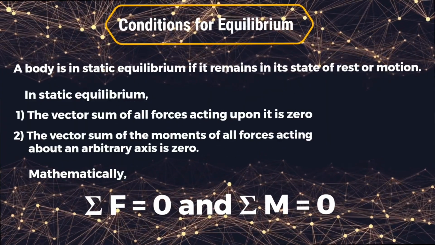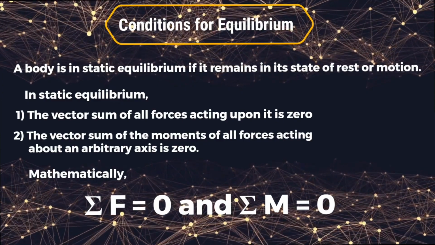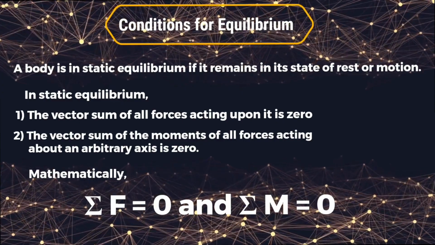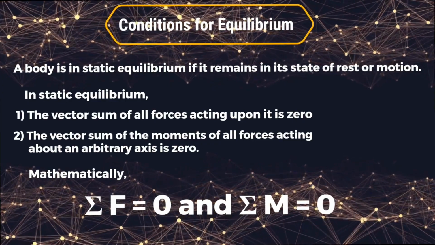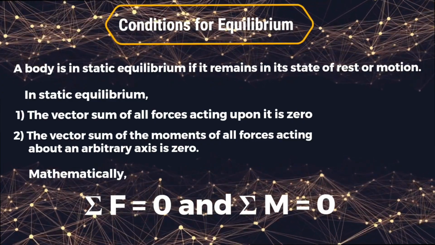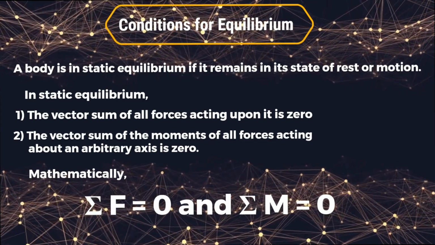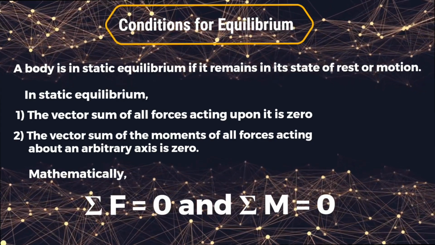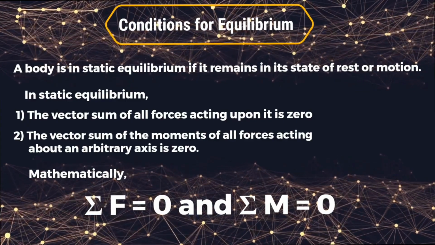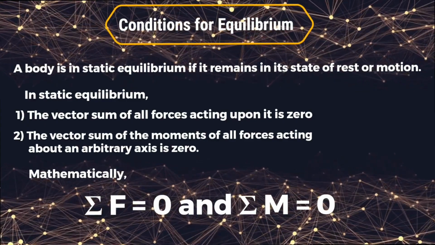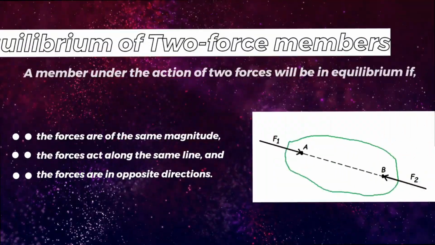Conditions for equilibrium. A body is in static equilibrium if it remains in its state of rest or motion. In static equilibrium, the vector sum of all forces acting upon it is 0. The vector sum of all moments of all forces acting about an arbitrary axis is 0. Mathematically, sigma F is equal to 0 and sigma M is equal to 0.